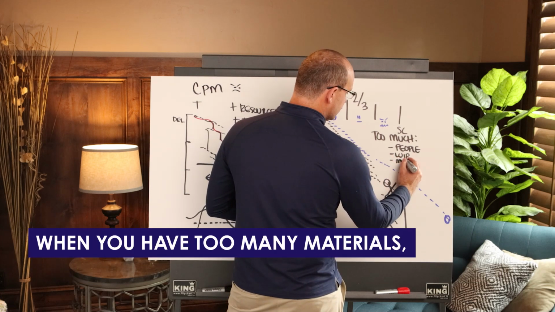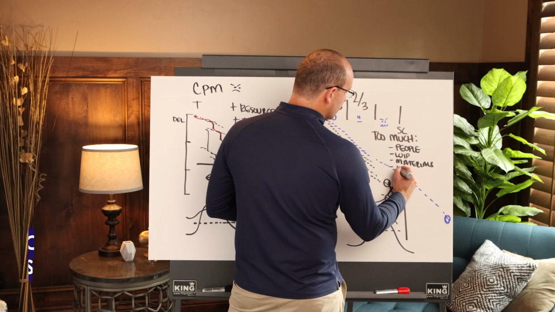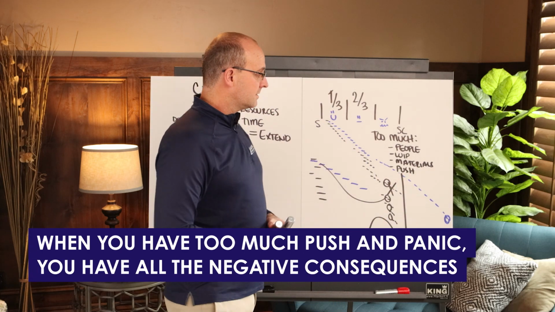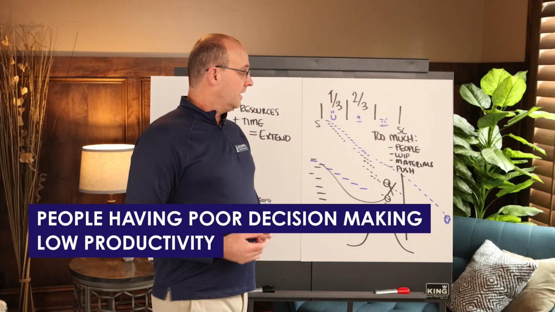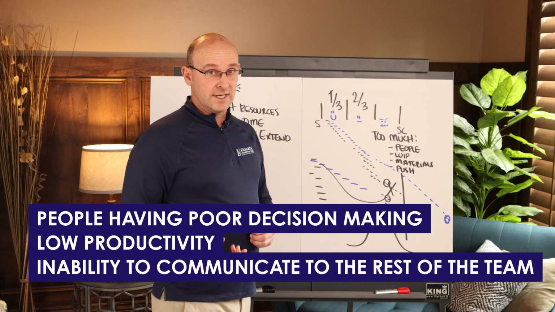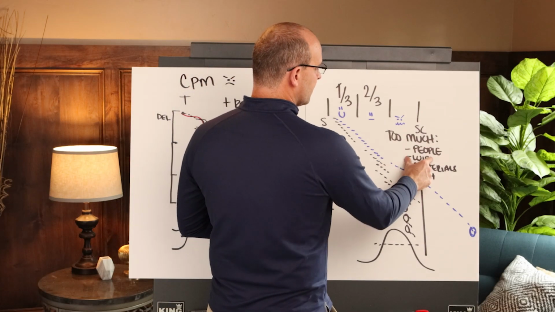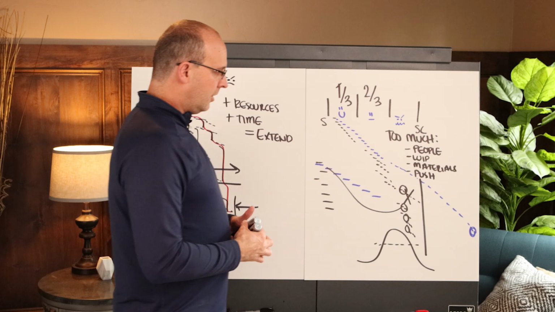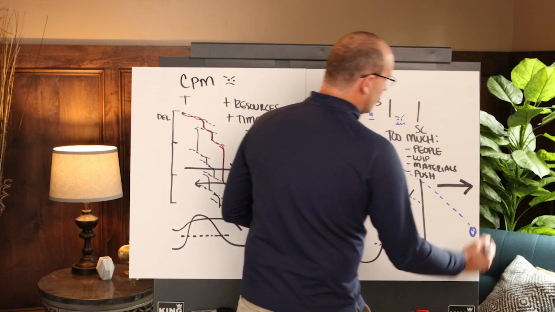When you have too many materials, you have the 8 wastes. When you have too much push and panic, you have all the negative consequences of people having poor decision making, low productivity, an inability to communicate to the rest of the team, and all of the other negative effects. So when you have too many people, too much work in process, too many materials, too much push, not in a flow, all that does is extend your project duration.